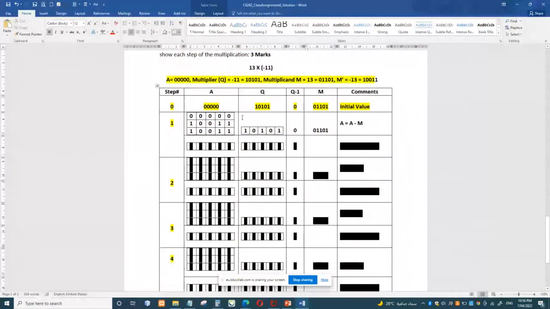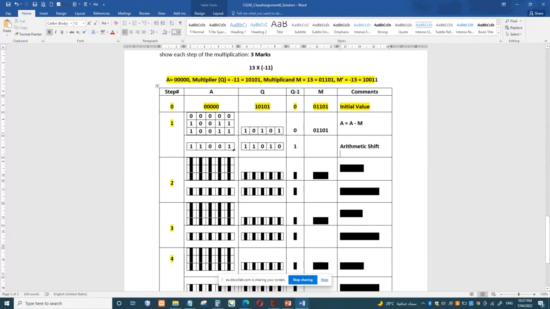So we have just done A minus M. A was 0 0 0 0 0. Minus M is basically minus 13, so we'll add minus 13, which is 1 0 0 1 1 1 0 0 1 1. That is our minus 13, which is minus M. Then we add them together, because we know that we cannot perform any subtraction. So instead of doing the subtraction, we are adding minus M to A, which is basically doing the subtraction. That is our value after doing the subtraction. Q will remain as it is, Q minus 1 is 0, M is as it is, and now we'll perform the arithmetic right shift.